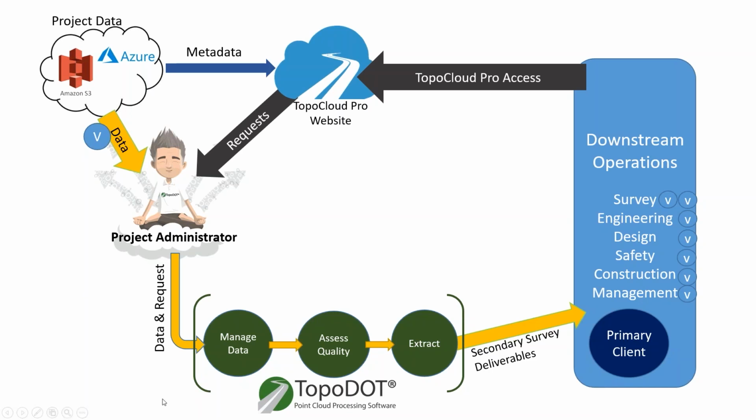Okay, so let's see what's possible now. If I can get to this data quickly, what kind of things can I tell somebody? What might they ask me? What might these downstream operations request from, in this case, Professor Topo, or the project administrator, that we can solve for them? Well, let's take a look again.